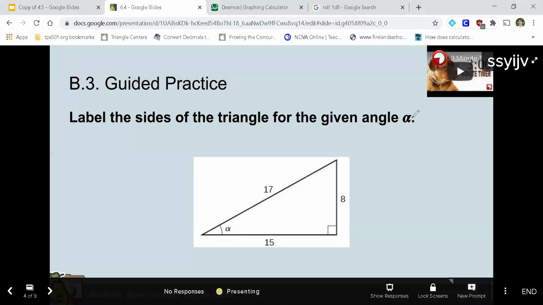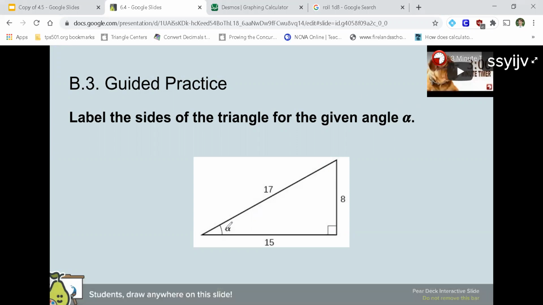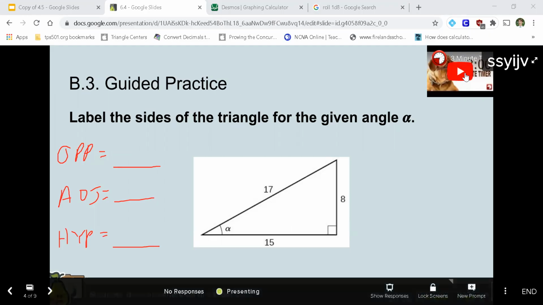All right, so now let's have you try this. Given this angle, I should have used theta again, but angle alpha, label the sides of the triangle. Tell me which side is the opposite, which is the adjacent, and which is the hypotenuse. I'll give you 3 minutes, which is probably more than you need.